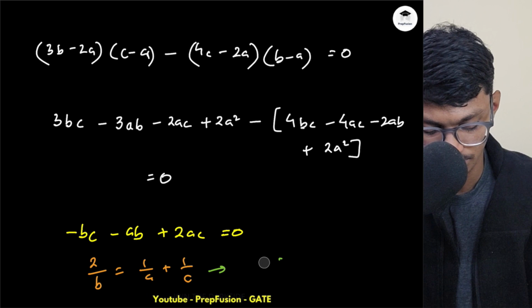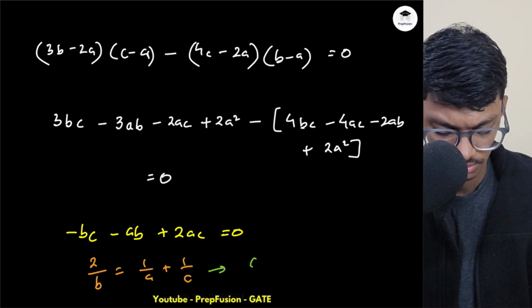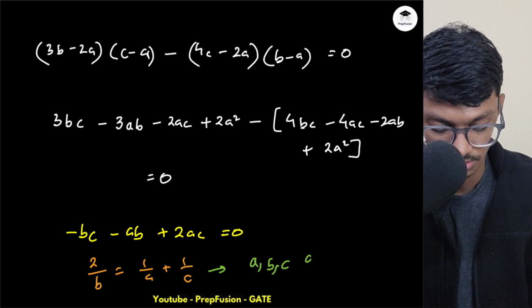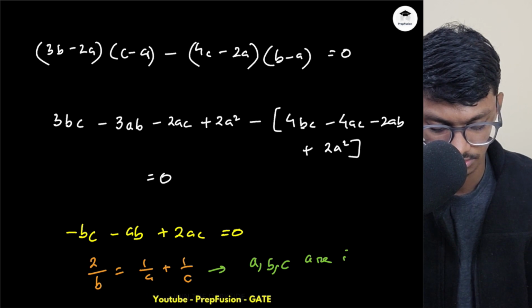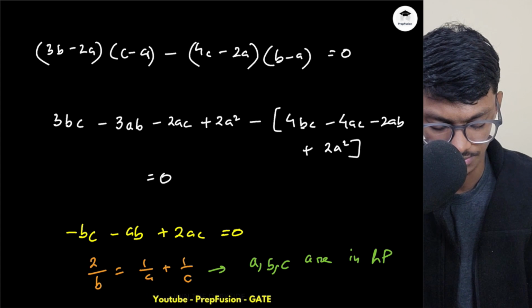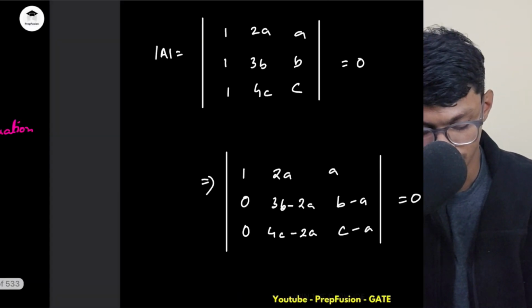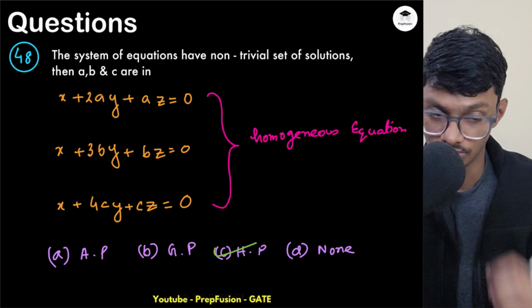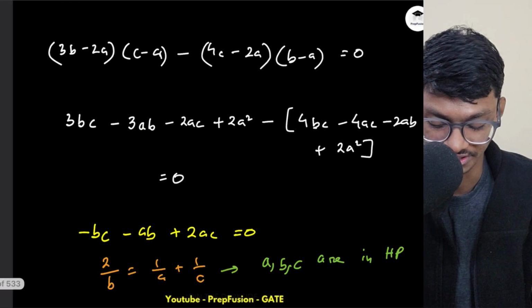I should say A, B, C are in HP, harmonic progression. So this will be option C. Nothing fancy over here.